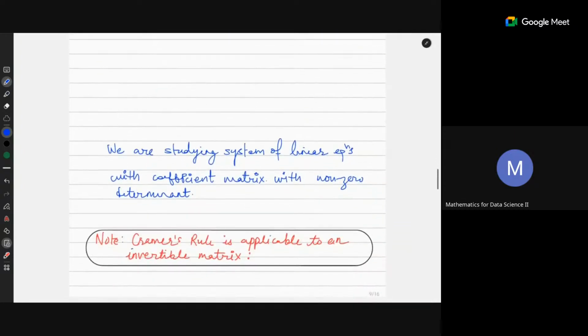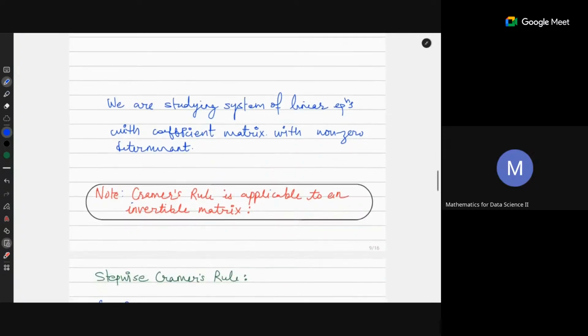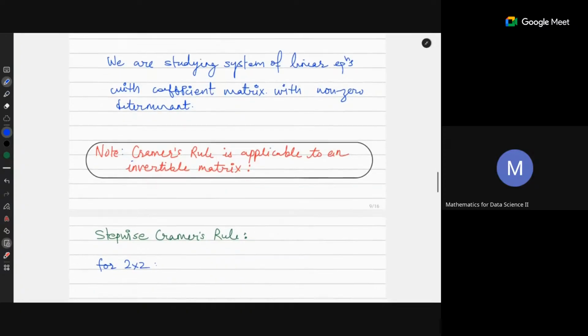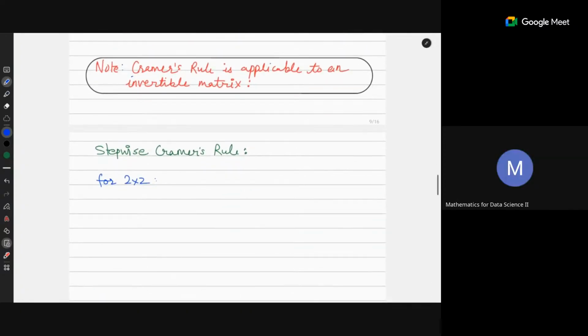So in particular, in today's session, we will discuss linear systems of equations with a coefficient matrix with non-zero determinant. And sir, for now, how do we see whether it has a unique solution or many solutions? Because those are the things in the question actually.